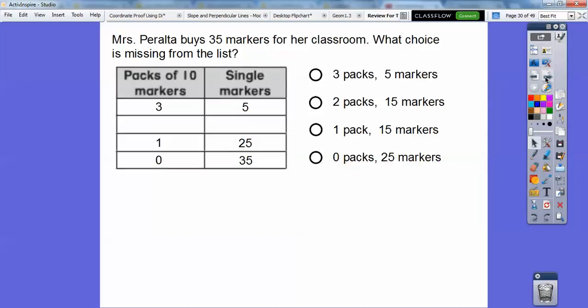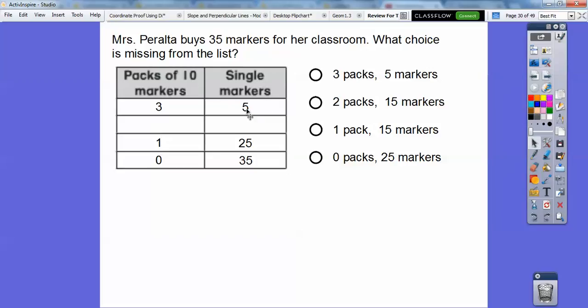Mrs. Peralta buys 35 markers for her classroom. Which choice is missing from the list? Okay, so looks like we have packs of 10 and single markers. So here's 30 plus 5 to give us 35. If we decrease 30 to 20, this would be 2 packs of 10 markers, and then plus how many would this be?